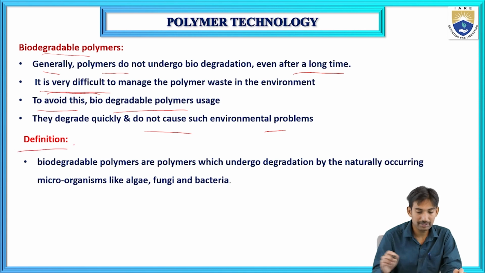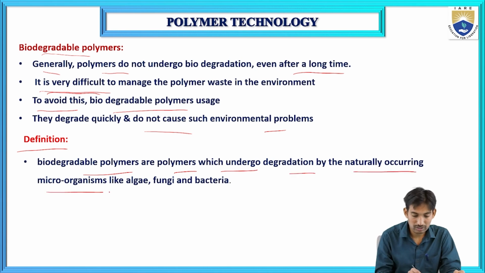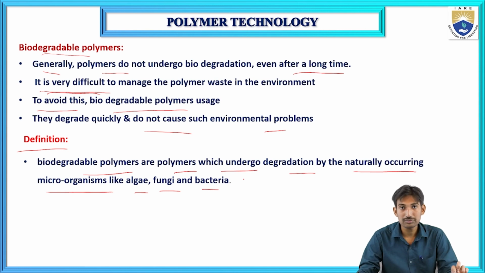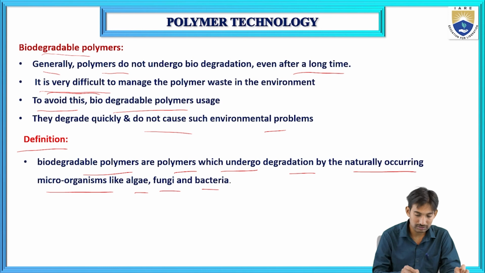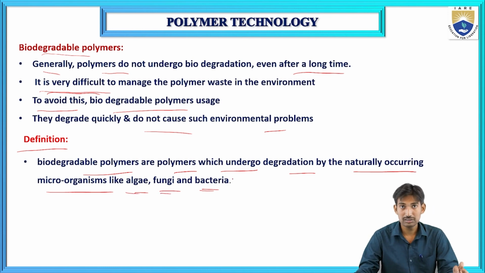See, the definition of biodegradable polymers. The biodegradable polymers are polymers which undergo degradation by naturally occurring microorganisms like algae, fungi and bacteria. In the presence of these microorganisms, these biodegradable polymers will undergo biodegradation very fast and rapidly. That is called biodegradable polymers.